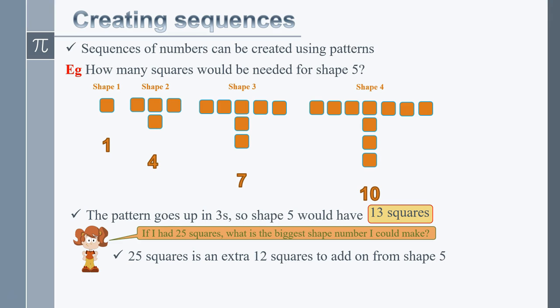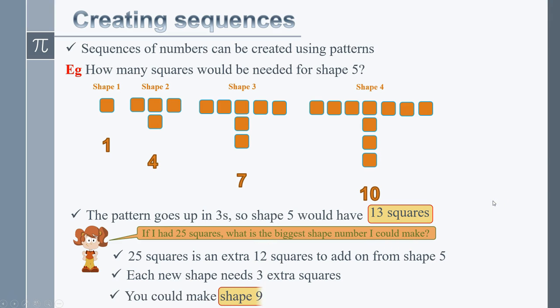And we need to think about how is it building? Well, we said earlier the pattern goes up in 3s. Why is that happening? Well, let's just have a look. It's because each extra shape needs 3 extra squares, and there they are. They're the ones on the ends of the top bit and one on the stick going down. So basically, what we're saying is if I need 3 extra squares for each new shape, and I've got 12 extra squares to build with, that means I can do that process of putting on the extra squares 4 times. So if I know shape number 5 required 13 squares, I'm going to do that 4 times. So that means shape number 9 is going to be the one I can build from 25 squares.